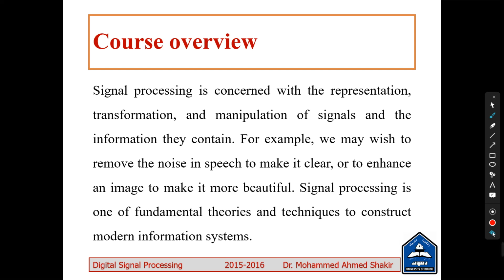The second important term in signal processing is the transformation. As I think you have studied Fourier series and Fourier transform in the previous year, an example for the transformation is the Fourier transform. Fourier transform will transform the signal from the time domain into the frequency domain. In the frequency domain, we may see the frequency components of a given signal.